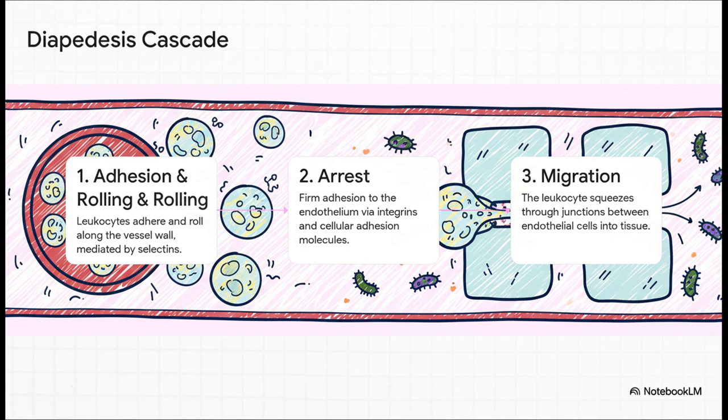First, the neutrophil starts to slow down. It kind of rolls along the vessel wall thanks to proteins called selectins. Then, other proteins called integrins cause a firm arrest, basically locking it onto the endothelial surface.